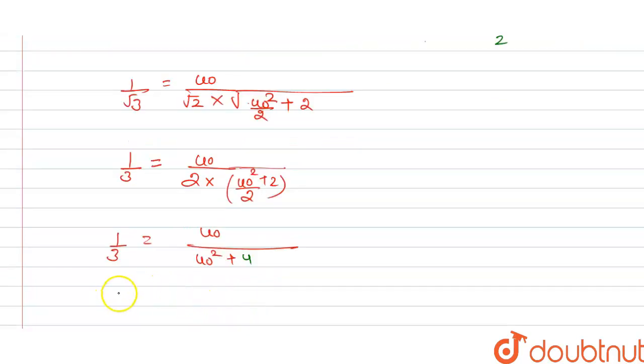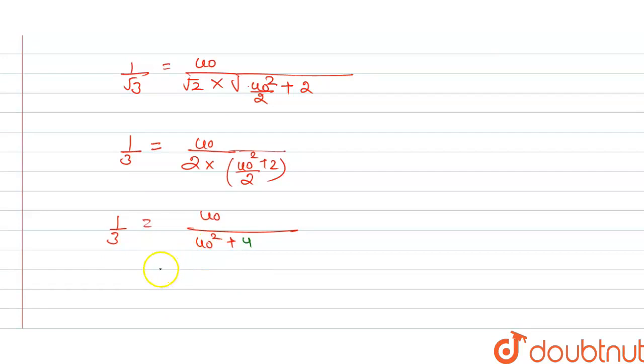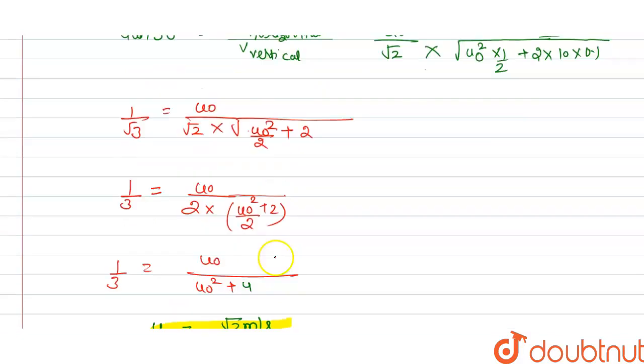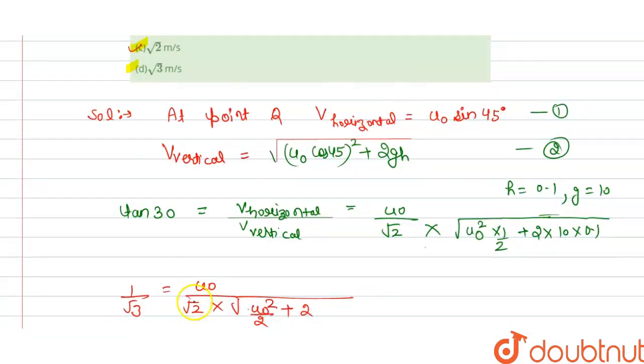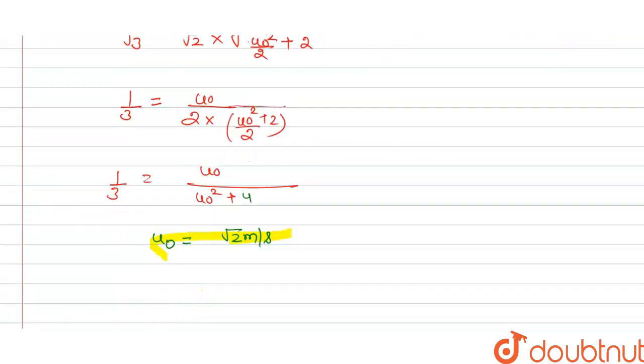So from this we can write here, by solving this we get the initial velocity, that is u0, is under root 2 meter per second here. So this is our answer. Now we check which option is correct here. So option C is correct here, under root 2 meter per second.